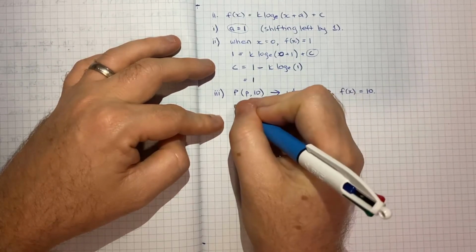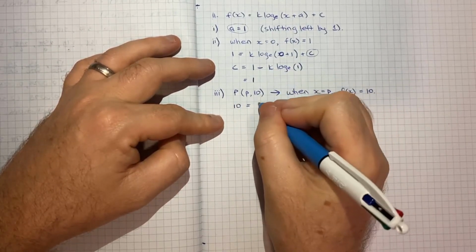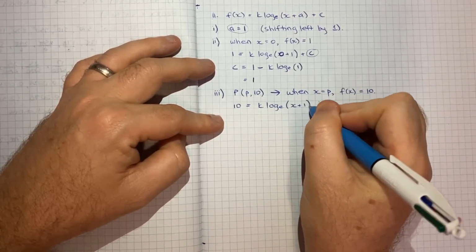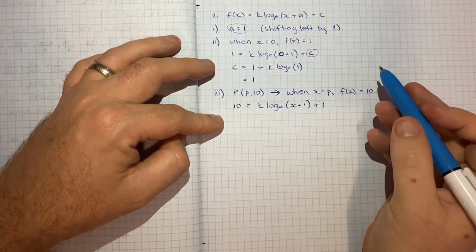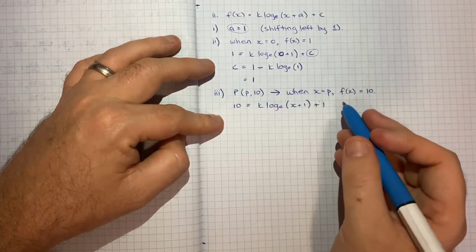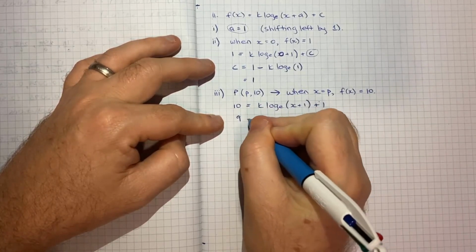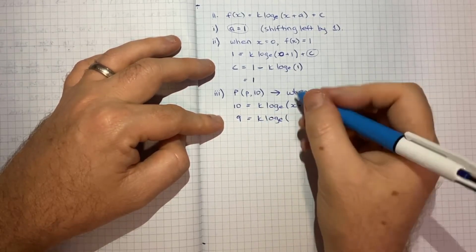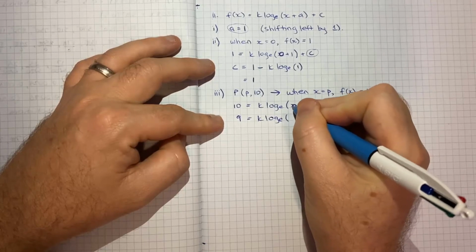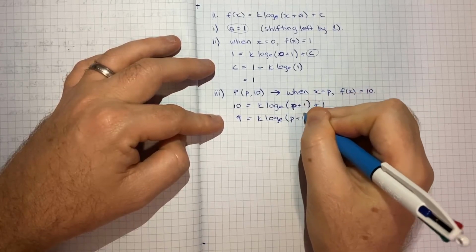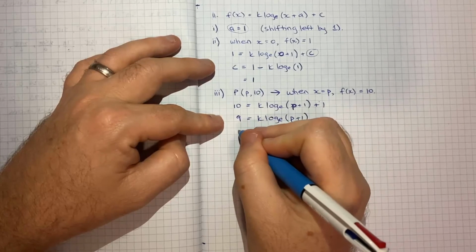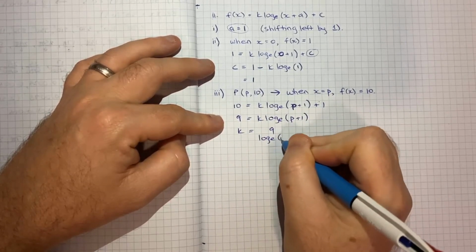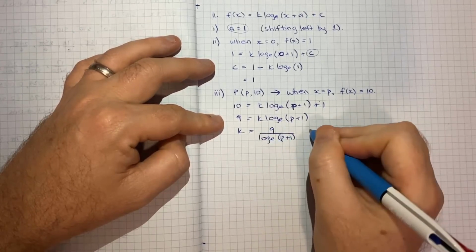So we'll get 10 is equal to k log e of (x plus 1) plus 1. Subtract 1 from both sides, so we'll get 9 is equal to k log e of (p plus 1), since x is equal to p. And rearranging for k, we get k is equal to 9 on log e of (p plus 1), as required. That's what we were asked to show.